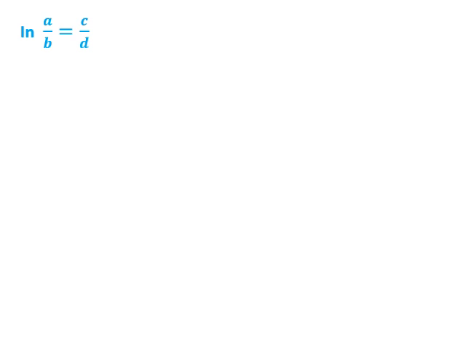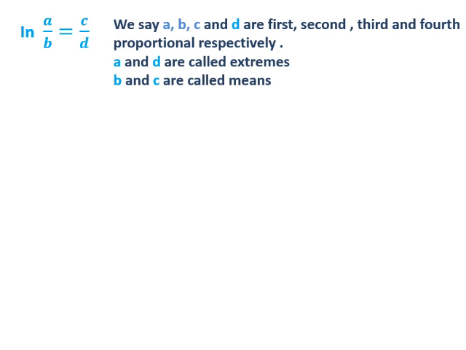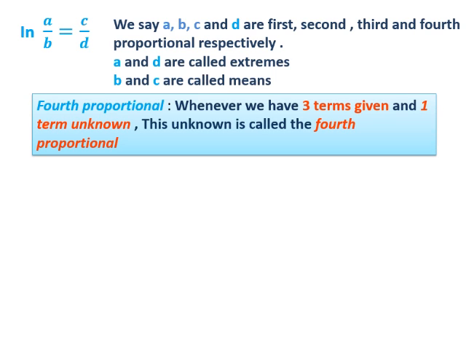In A over B equals C over D, we say A, B, C, and D are first, second, third, and fourth proportional respectively. A and D are called extremes, B and C are called means. What's the fourth proportional? Whenever we have three terms given and one term unknown, this unknown is called the fourth proportional.